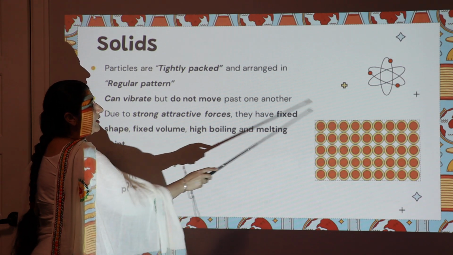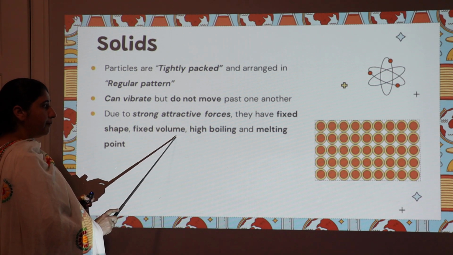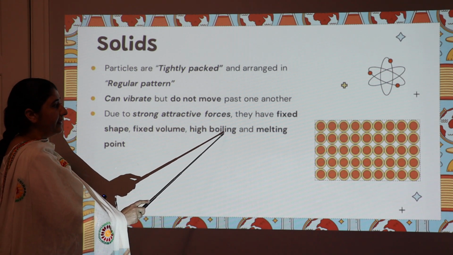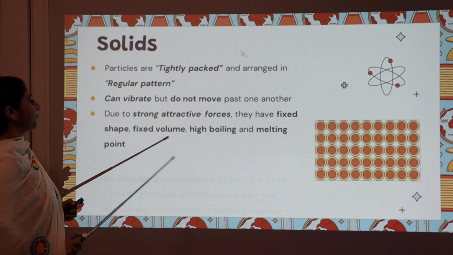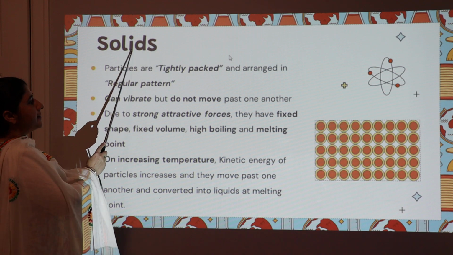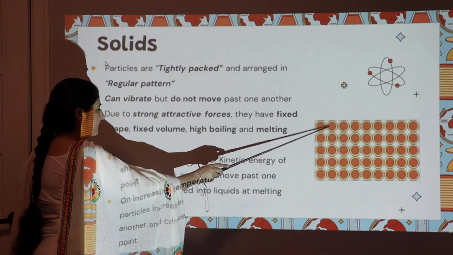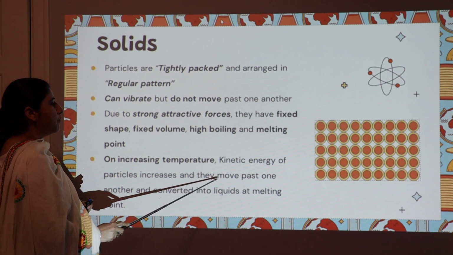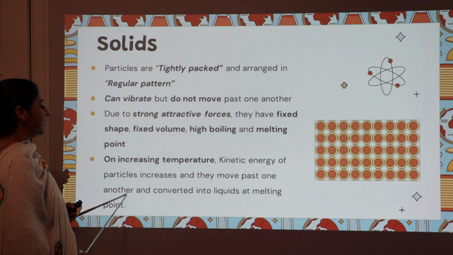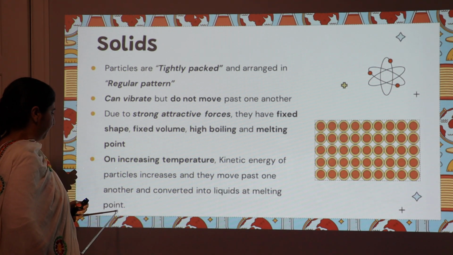That is why solids have a fixed shape, a fixed volume, and a high melting and boiling point. On increasing the temperature, when we heat the solid, the kinetic energy of these particles increases. As a result, they move past one another and are converted into a liquid state at the melting point.